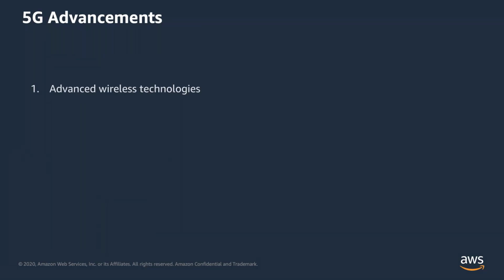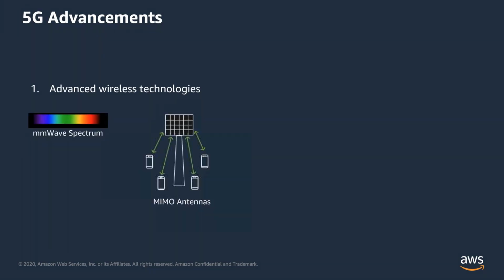How does Wavelength deliver these benefits? Unlike previous generations of mobile networks, which were just about increasing bandwidth, 5G is about a lot more. 5G provides benefits of more bandwidth and lower latency from the mobile device to the compute running in the Wavelength Zone. It achieves this through advances in wireless technologies.